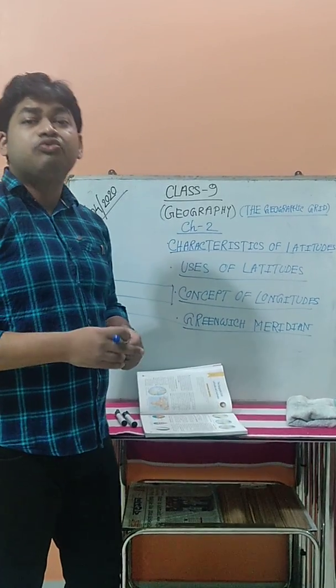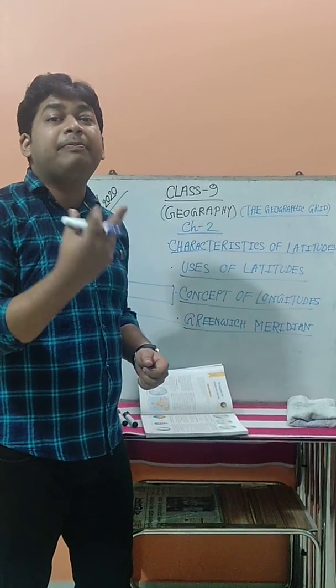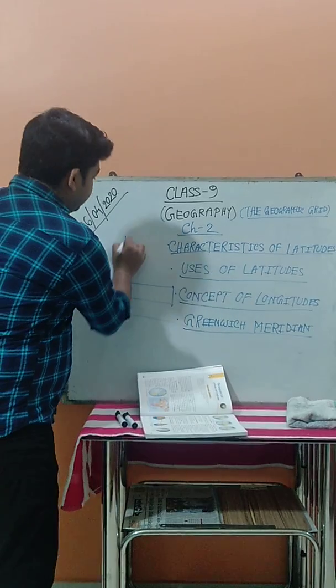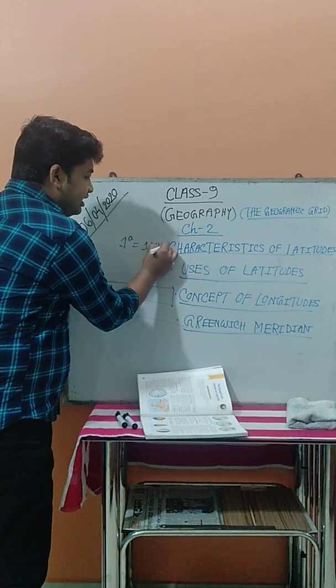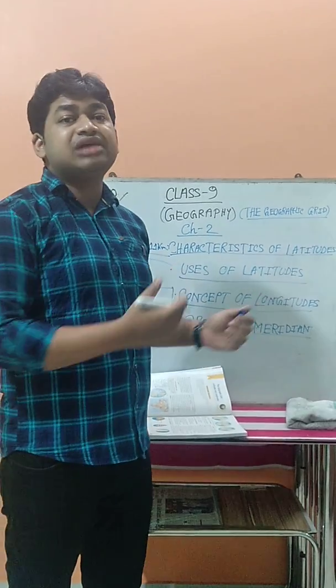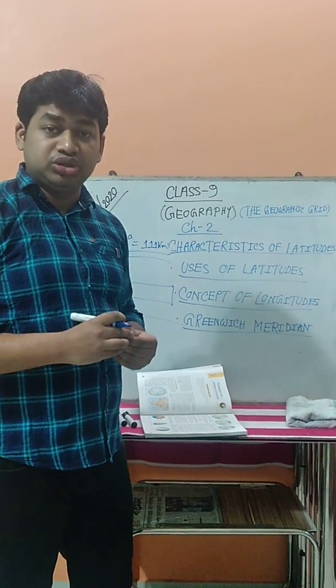And next, from the latitudinal lines we measure the distance of any place. At the equator, 1 degree of latitude represents 111 kilometers of distance. Now these are the main characteristics or features of latitudinal lines.